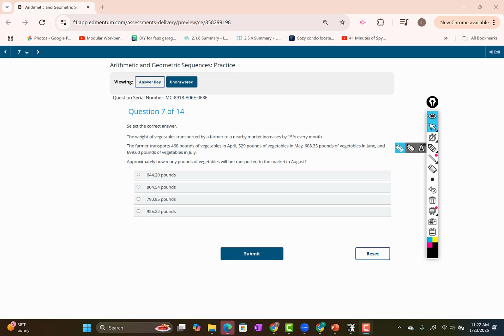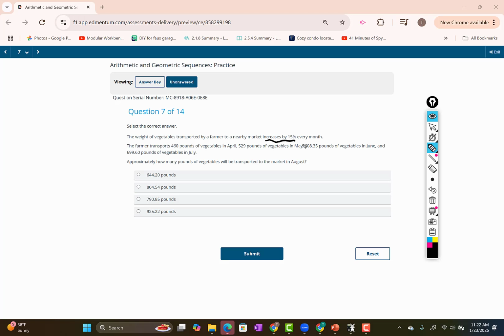Question 7. The weight of vegetables transported by a farmer to a nearby market increases by 15% every month. The farmer transports 460 pounds of vegetables in April, 529 in May, 608.35 in June, and 699.6 in July. Approximately how many pounds of vegetables will be transported to the market in August?